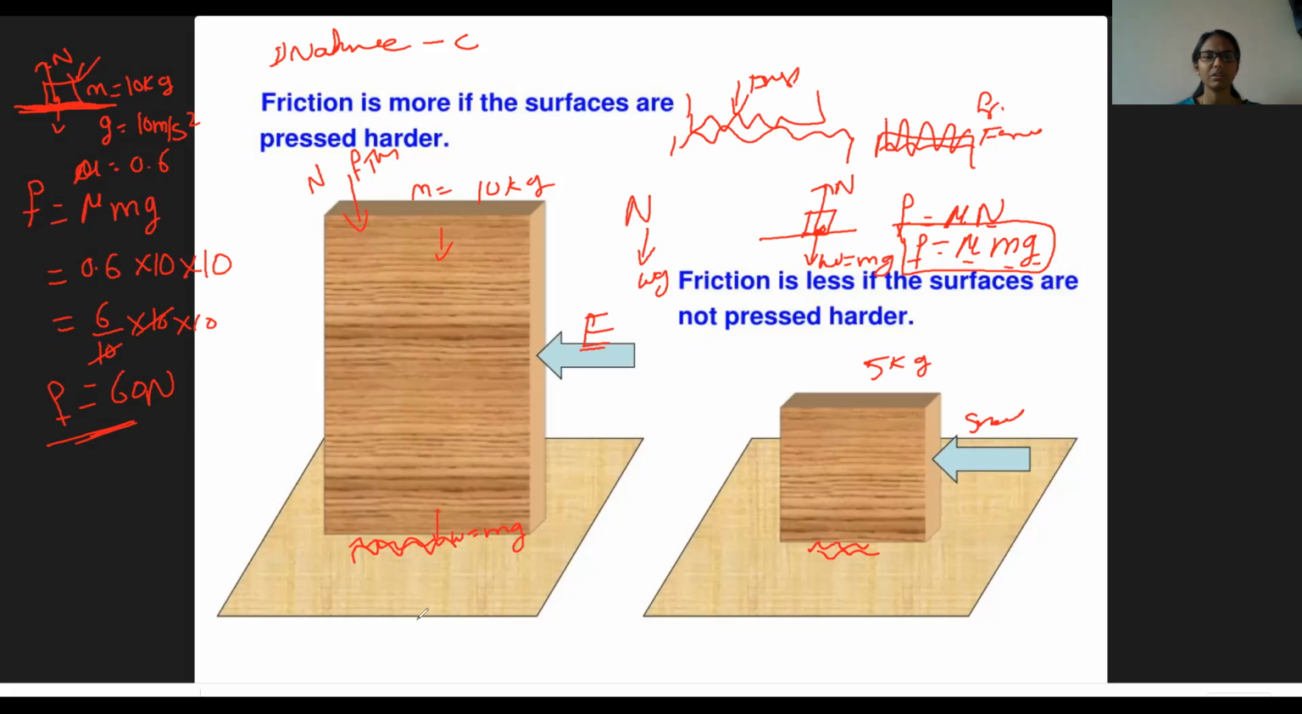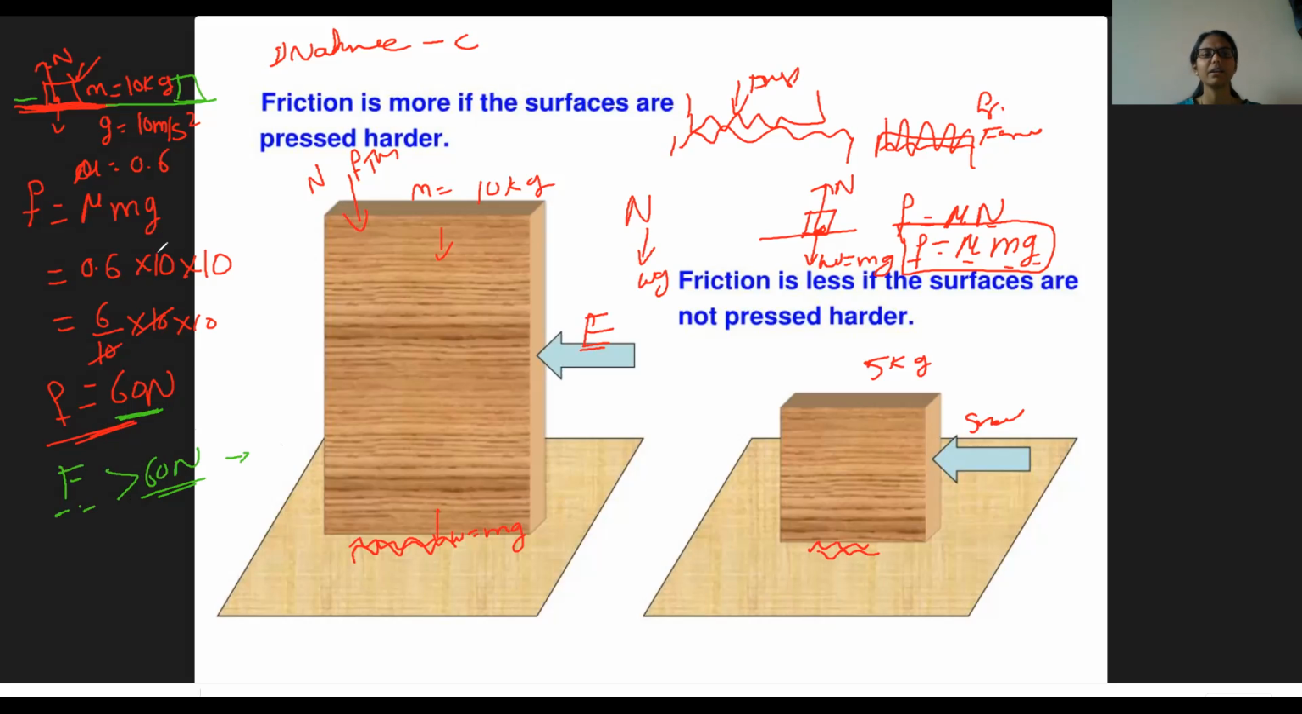Clear, children? We need to move this 10 kg block from this position to some other position. We need to apply more than 60 newtons of force. Okay, if the applied force is more than 60 newtons, then the body will just start moving. Clear? We will understand, when the body starts moving, which type of friction it is and what the different types of friction are, everything we'll discuss in later slides.